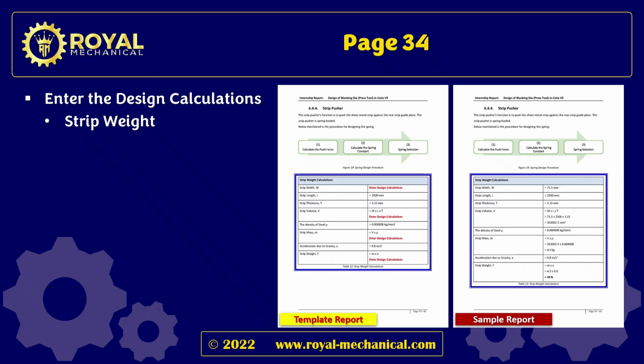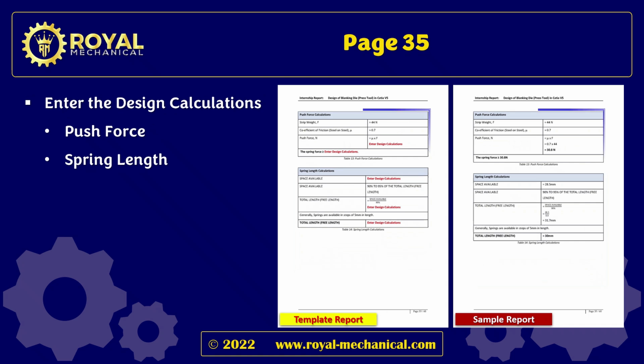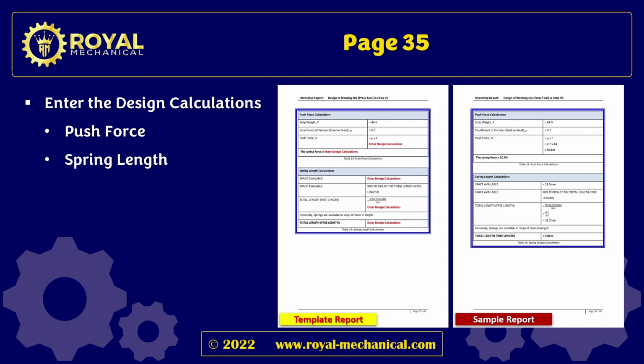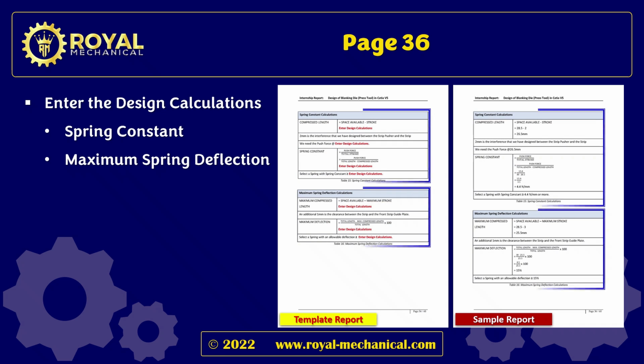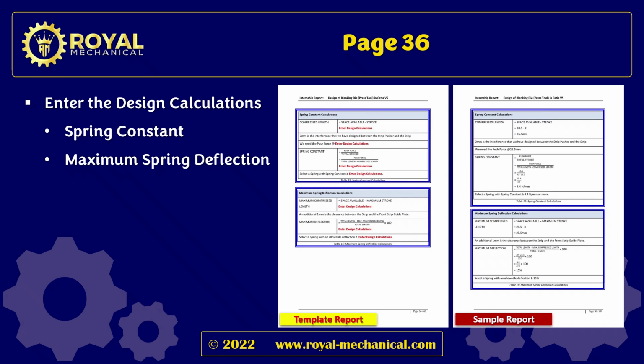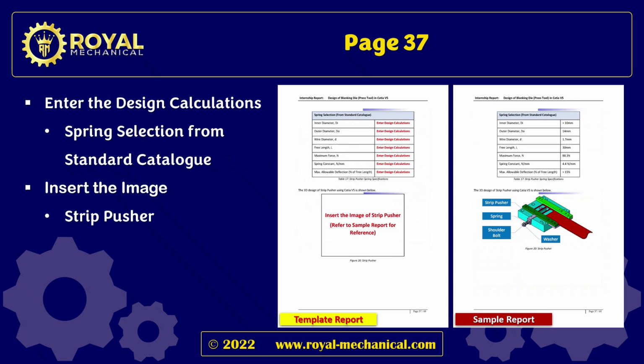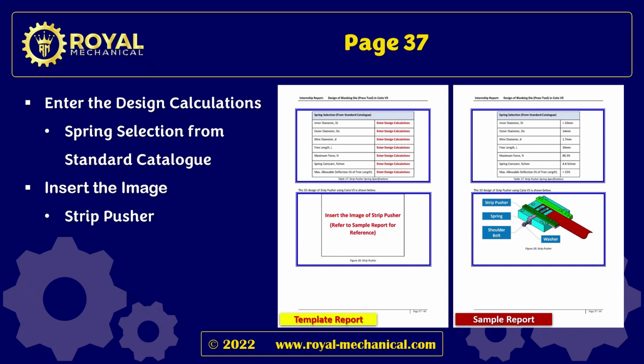On page 34, enter the design calculations related to strip weight. Page 35. Enter the design calculations related to push force and spring length. On page 36, enter the design calculations related to spring constant and maximum spring deflection. On page 37, enter the spring selection from standard catalog details. Also, insert the image of the strip pusher.